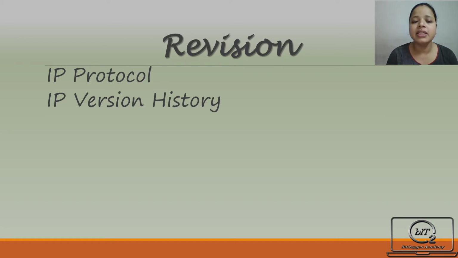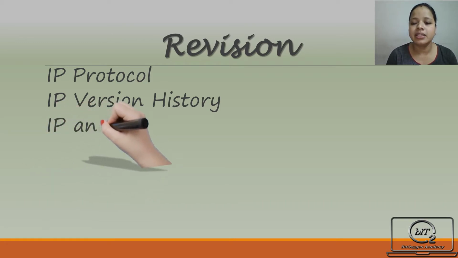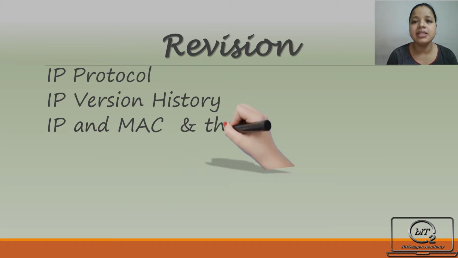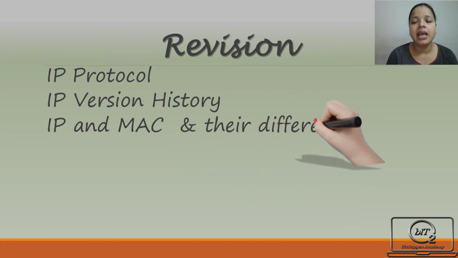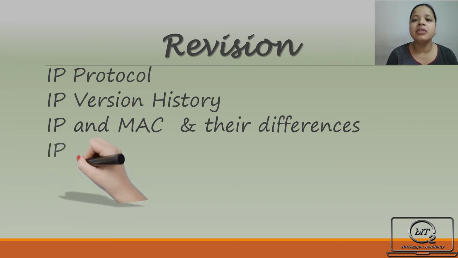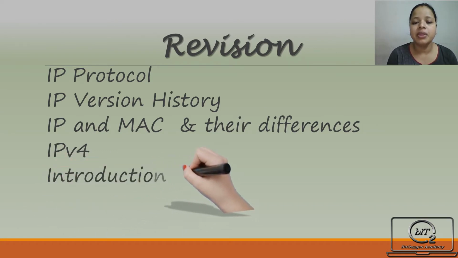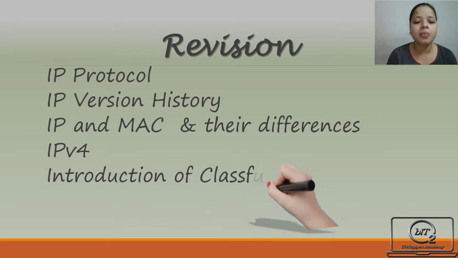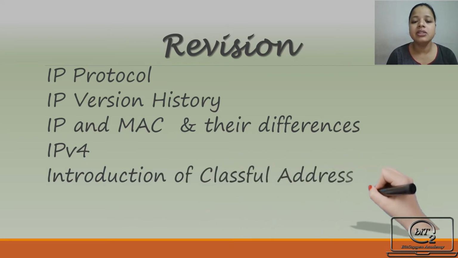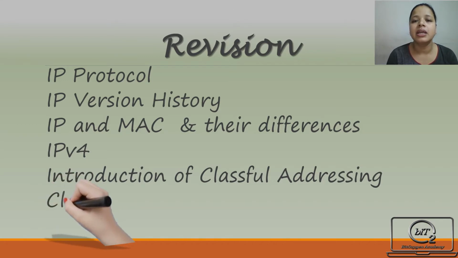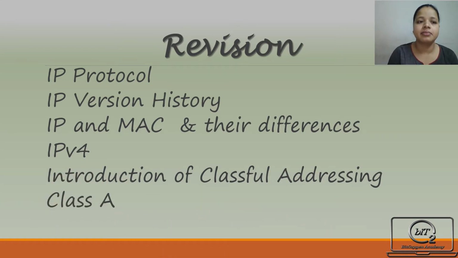Third, we had discussed two types of addressing used in networking, that is IP and MAC addresses, and the difference between these two types of addressing schemes. We had also discussed IPv4 addresses. Finally, we had started the topic of classful addressing of IPv4. We had learnt about the need for classful addressing and we had completed the discussion of Class A addresses.